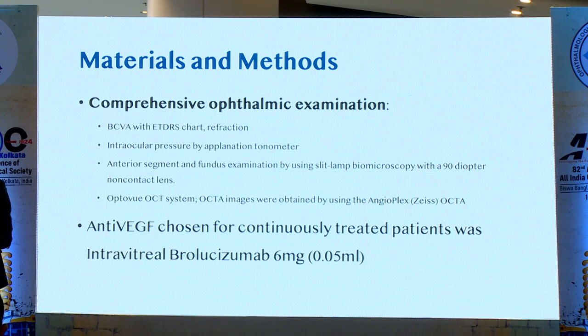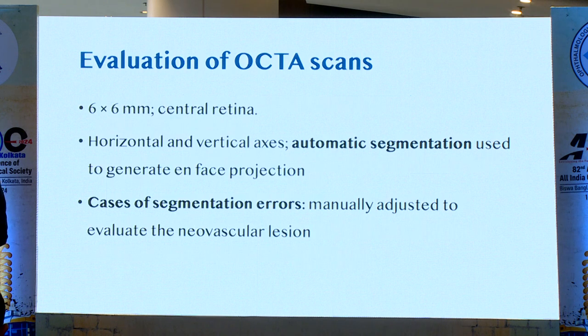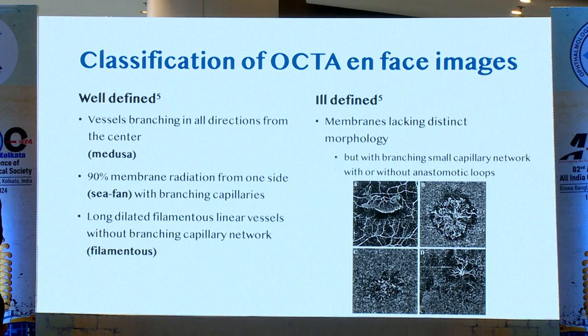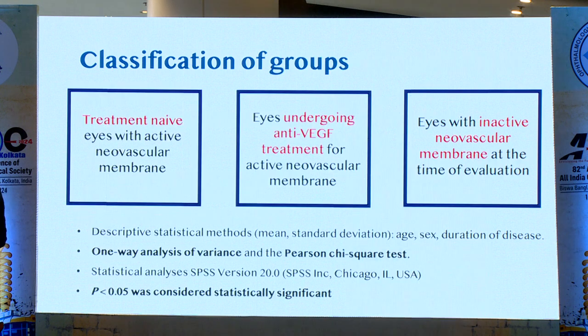All patients underwent a comprehensive examination, and the anti-VEGF chosen for the study was intravitreal brolucizumab. Evaluation of the OCTA scans was done by 6x6 mm criteria with automatic segmentation, and in those patients where automatic segmentation was not possible, the lesions were segmented manually. So as described, the lesions were classified as a well-defined or an ill-defined pattern, where a well-defined pattern was classified as a medusa head, with vessels branching in all directions from the center, a C-fan pattern where 90% of vessels are branching, or a long dilated filamentous pattern. Ill-defined membranes were those lacking a distinct morphology but still having branching capillary loops with or without anastomotic loops.